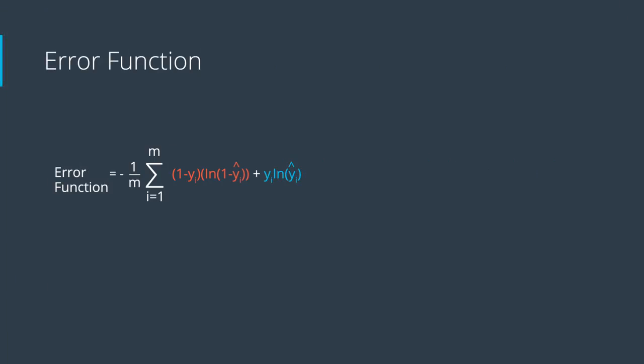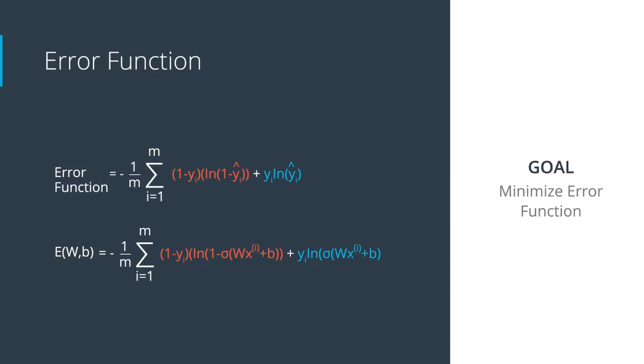And now, since y hat is given by the sigmoid of the linear function wx plus b, then the total formula for the error is actually in terms of w and b, which are the weights of the model, and it's simply the summation we see here. In this case, y_i is just the label of the point x superscript i. So now that we've calculated it, our goal is to minimize it, and that's what we'll do next.